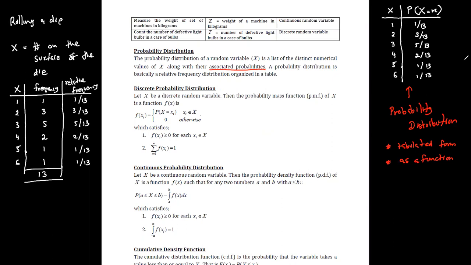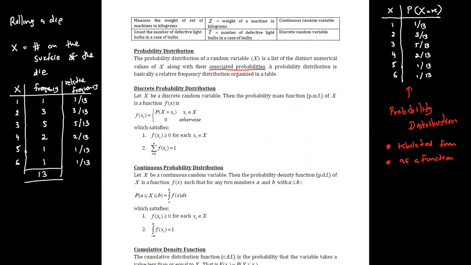Therefore, simply we can say that the probability distribution of random variable x is said to be the distinct outcomes of the random variable along with their associated probabilities. Therefore, the arrangement of the possible outcomes of the random variable along with the associated probability is meant to be a probability distribution for a random variable.